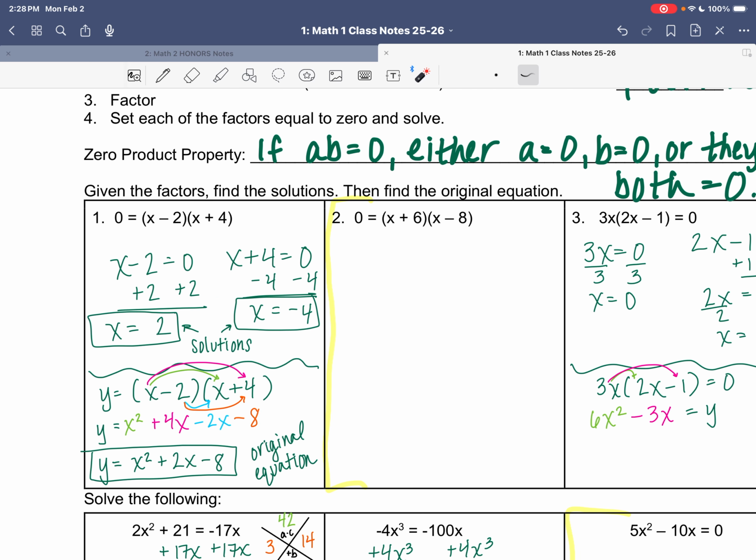I want you to go ahead and try number 2, and I'm going to give you a hint. If you do this correctly, your answer should be -6 and 8, but again, show the work to back it up. And then your original equation, you should have x squared, oops, don't forget to equal y. There you go.